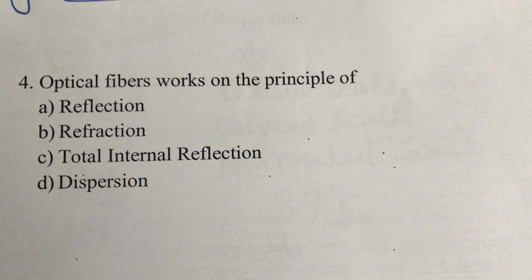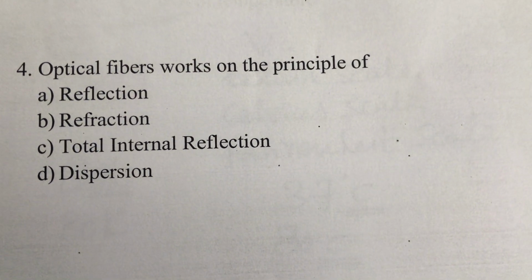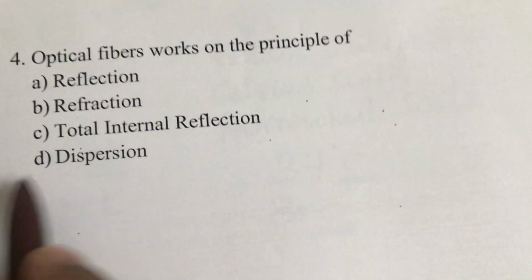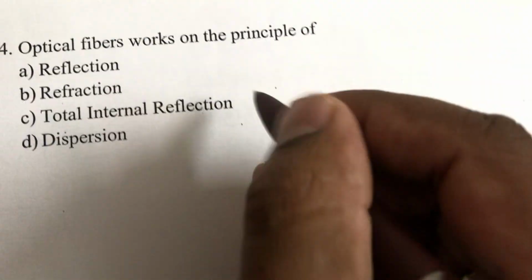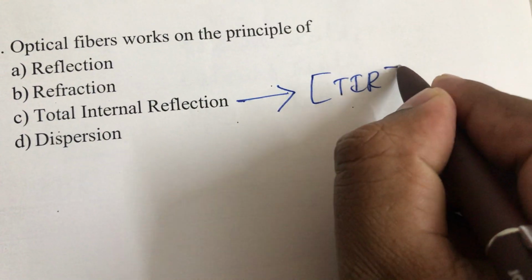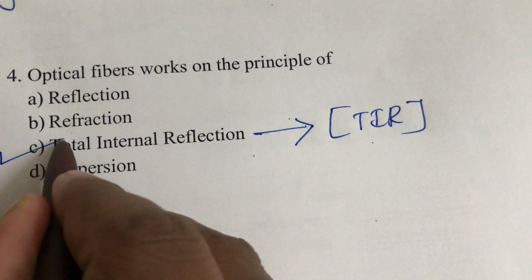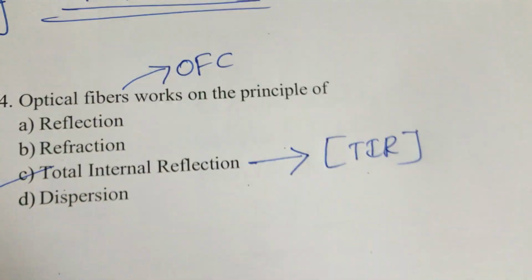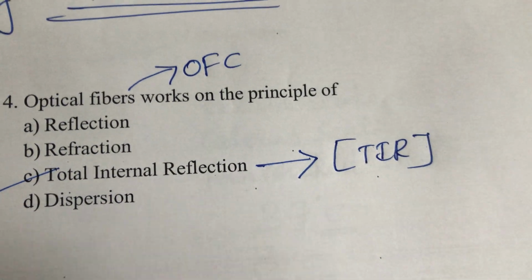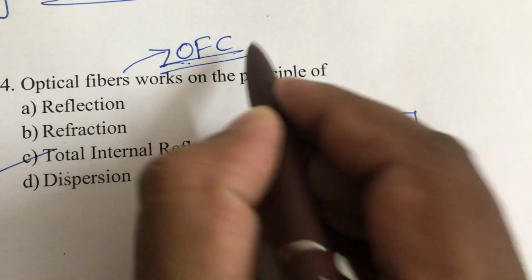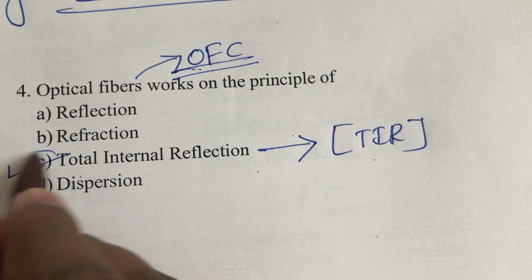Next, fourth question: optical fibers work on the principle of option A reflection, option B refraction, option C total internal reflection, and option D dispersion. Total internal reflection is basically represented with TIR. Optical fibers work on the principle of total internal reflection, and OFC is basically called optical fiber cables. Today's communication system totally depends on OFCs. So the right option is option C.